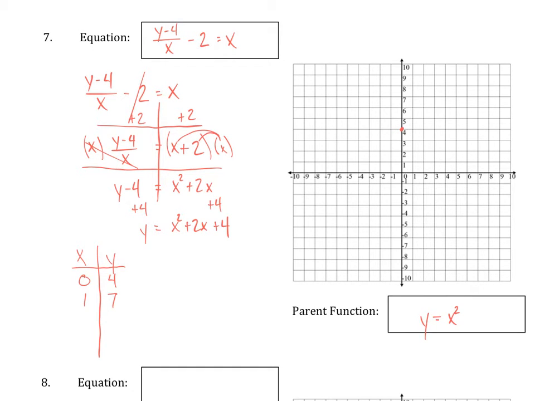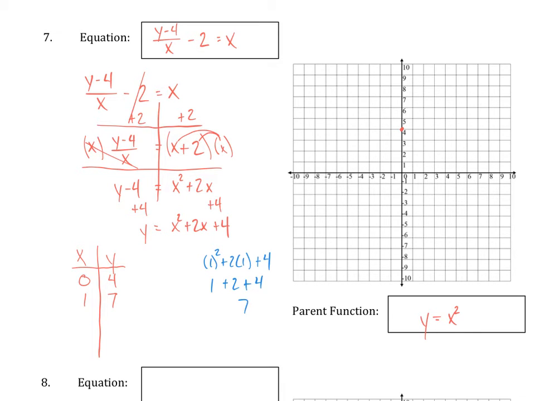And if this is going too fast for you, make sure that you take the time off to the side somewhere and you do 1 squared plus 2 times 1 plus 4. And you take the time to simplify each term. But in a video, I can move quickly because you can rewind if you need to.